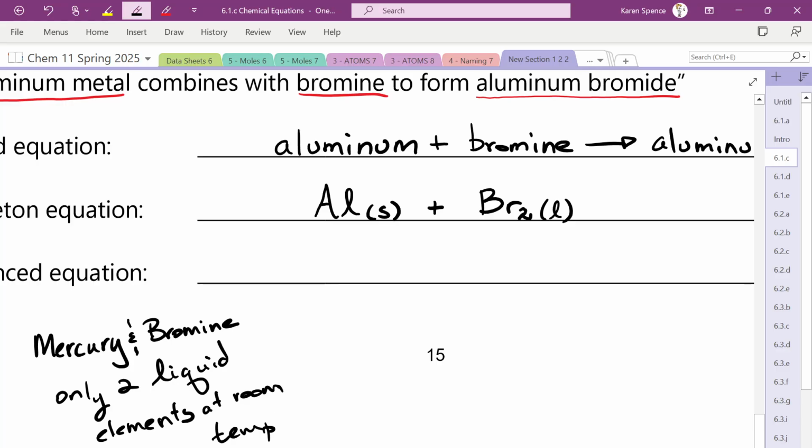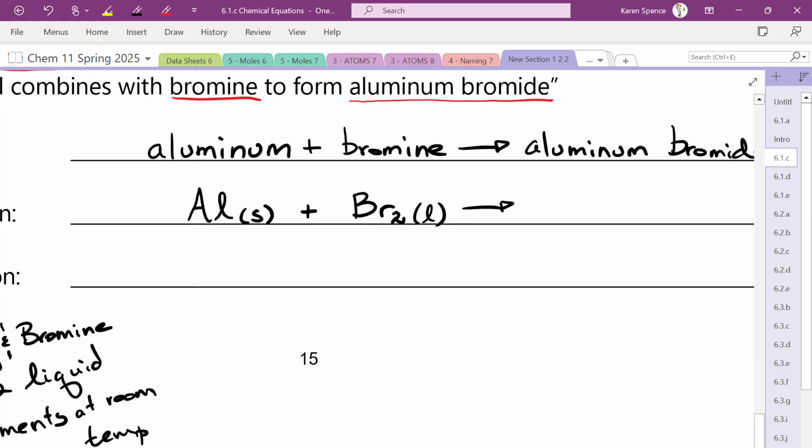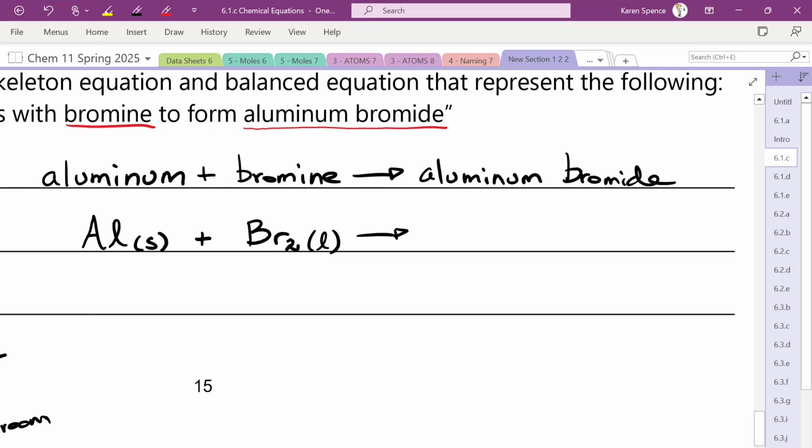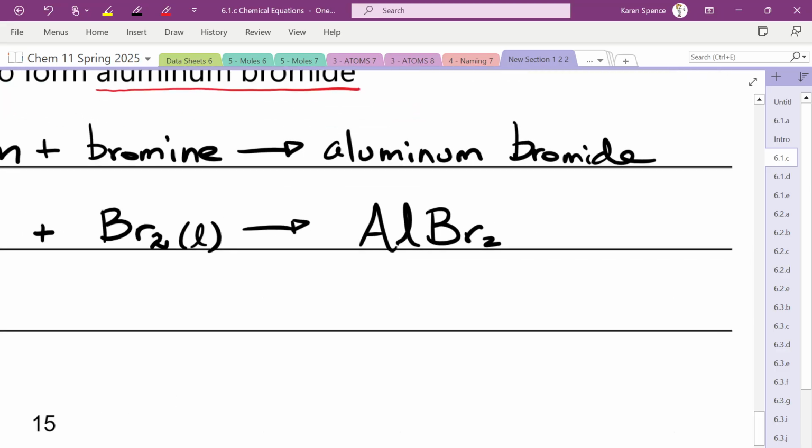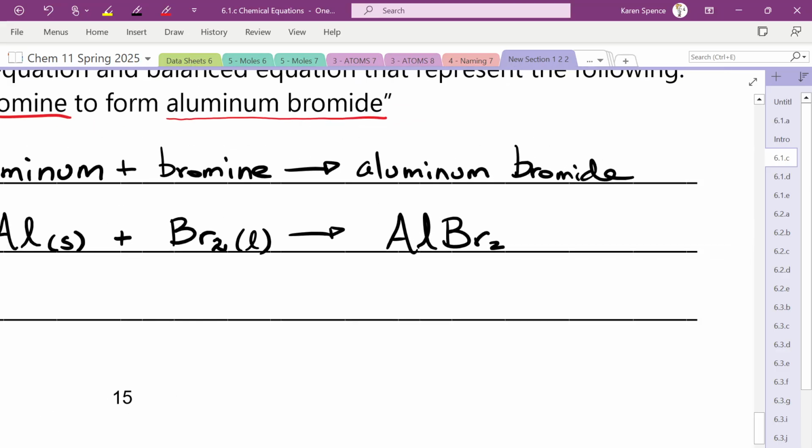Now, bromine is close to its boiling point. It doesn't take too much to get up there, but it is a liquid at room temperature. And then we have our arrow. And I'm going to show you the most common mistake that people make. What is wrong with that? Yeah, the charges aren't balanced, okay?